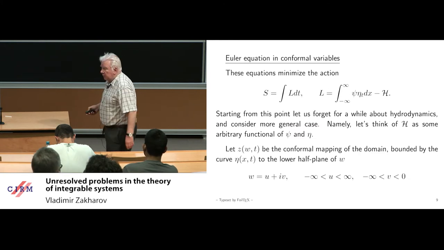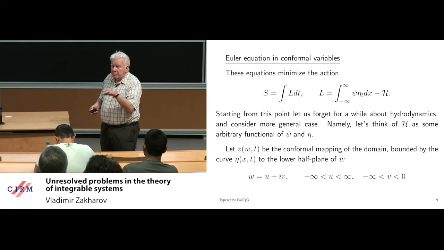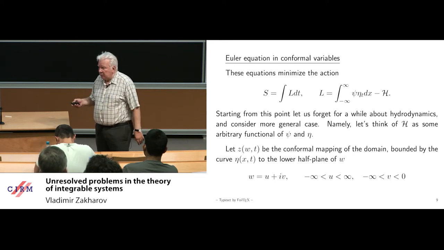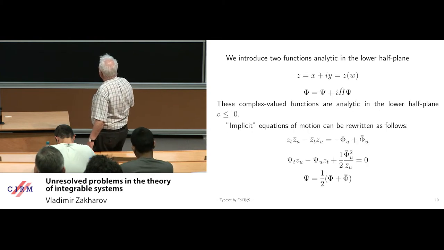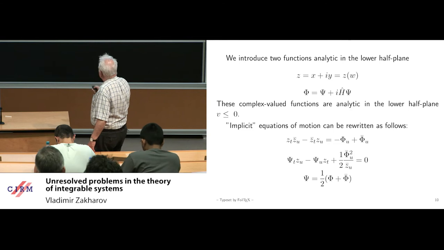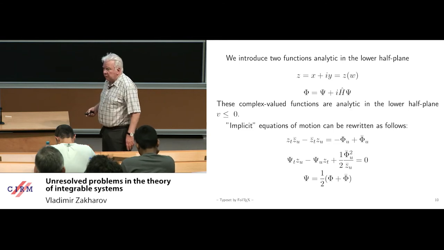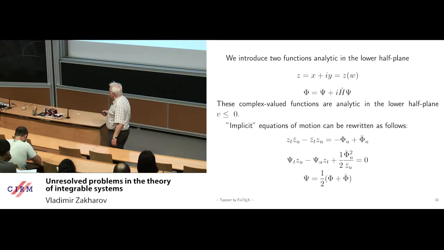The next step is to make a conformal mapping to the lower half plane. Now we have two analytic functions, z and phi. Both are analytic in the upper half plane. Psi is the complex potential. They satisfy the following equations.